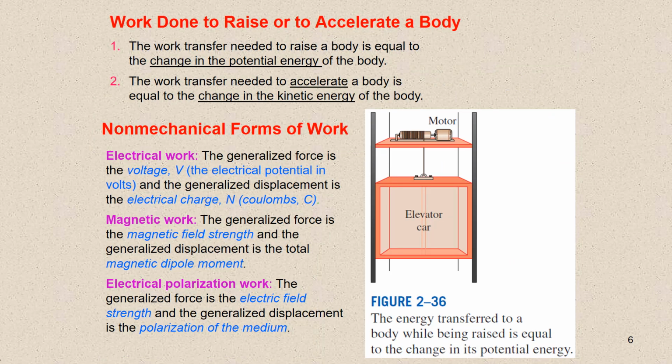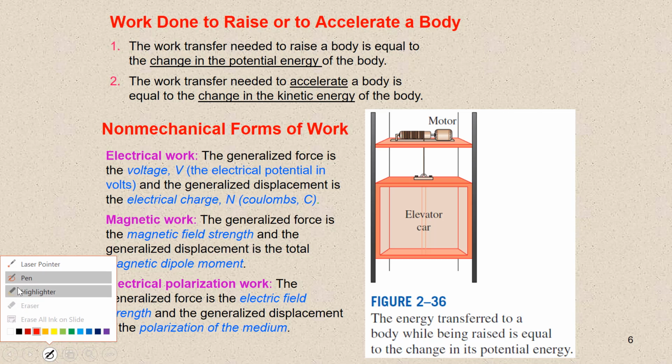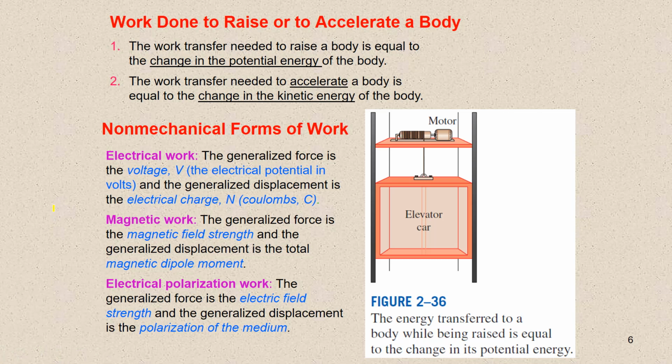Let's now look at work done to raise or to accelerate a body. When a body is raised in a gravitational field, its potential energy increases. Likewise, when a body is accelerated, its kinetic energy increases. The conservation of energy principle requires that an equivalent amount of energy must be transferred to the body being raised or accelerated. Remember that energy can be transferred to a given mass by heat or work, and the energy transferred in this case obviously is not heat since it's not driven by a temperature difference. Therefore, it must be work.